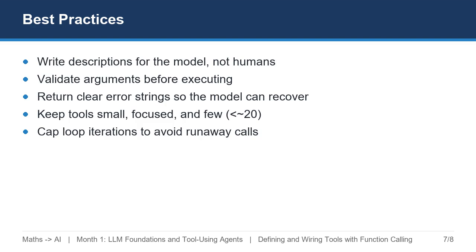A few practices separate hobby projects from production agents. Write descriptions that tell the model precisely when to act. Always validate arguments since models can hallucinate or omit fields. When something fails, return a descriptive error string rather than crashing, this lets the model retry or adjust. Keep each tool focused on one job, limit how many you expose, and set a maximum iteration count to prevent infinite loops.